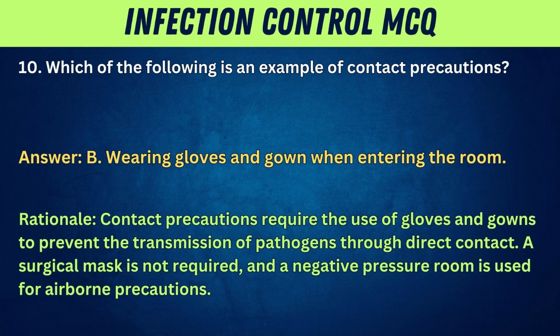Rationale: contact precautions require the use of gloves and gowns to prevent the transmission of pathogens through direct contact. A surgical mask is not required, and a negative pressure room is used for airborne precautions.